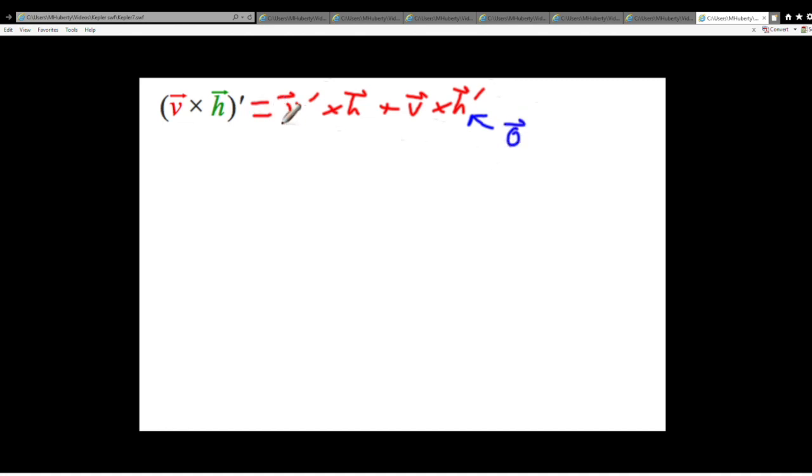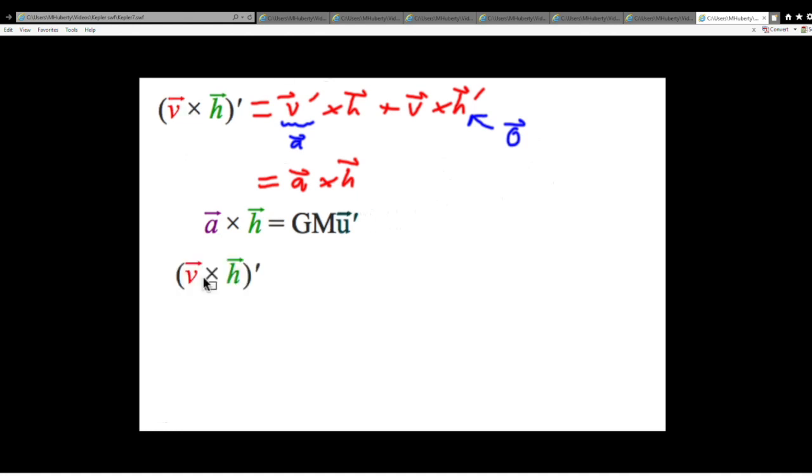The other thing we're going to look at is, hey, here's the derivative of velocity. Derivative of velocity, that's acceleration. So all we have left from this then is acceleration crossed with h. Now, where do we see that? Well, at the end of the last video, we had acceleration vector cross h was just that gravitational constant times mass of the sun times u prime. So what we now have are these two pieces being equal now, right?